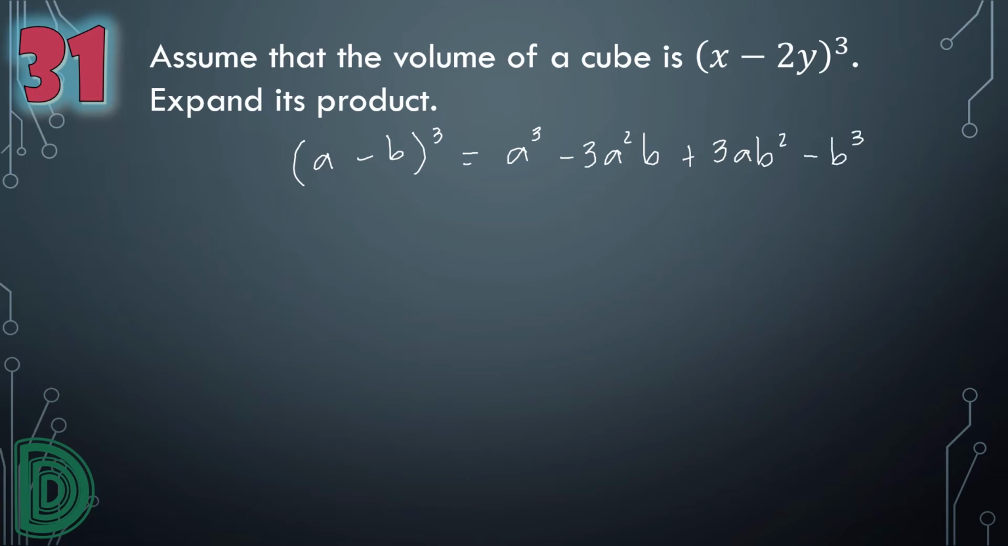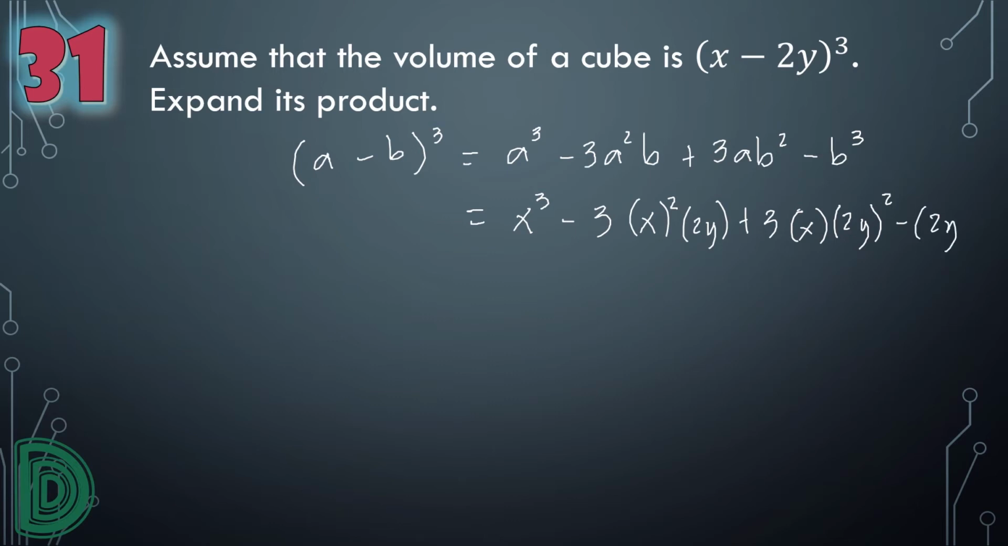So in our given, let us substitute x to a and 2y to b. Then we will have x³ - 3 times x² times b, that is 2y, plus 3 times a times b², that is (2y)², minus (2y)³.